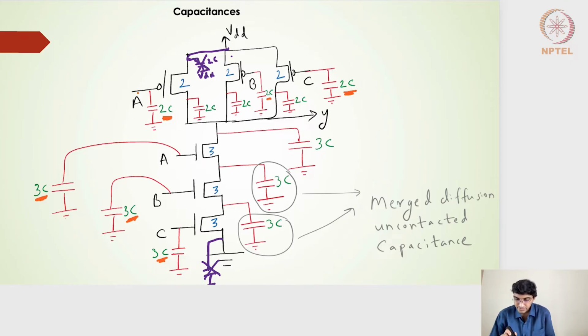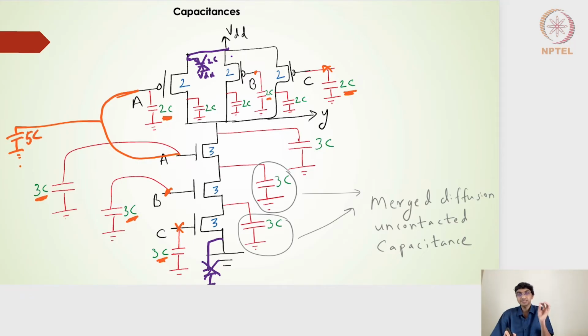Remember that input A and this particular input are tied together, right? Input B, this particular input, and this particular input on the pull-down side are tied together, and the C input on the pull-up and pull-down side are tied together. So if I'm talking about the input A, it sees an overall capacitance of 3C plus 2C, which is 5C. Similarly, the B input also sees an overall capacitance of 5C, and the C input also sees an overall capacitance of 5C. Okay, so on the input side, it is clear now.